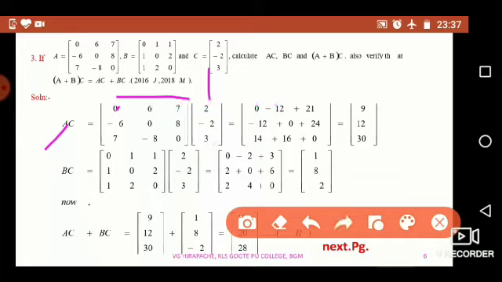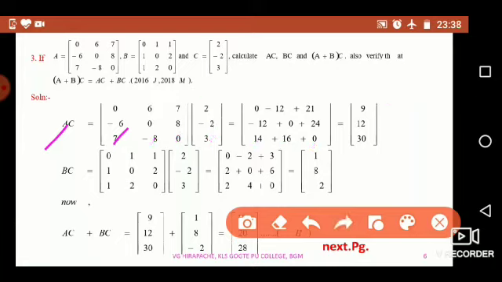Similarly we multiply the second row with the same column. Minus 6 2s are minus 12, 0 minus 2s are 0 and 8 3s are 24. Likewise we take the last row with the same column, 7 2s are 14, minus 8 minus 2s are plus 16 and 0 3s are 0. Therefore we have the resultant matrix containing the column elements 9, 12 and 30.